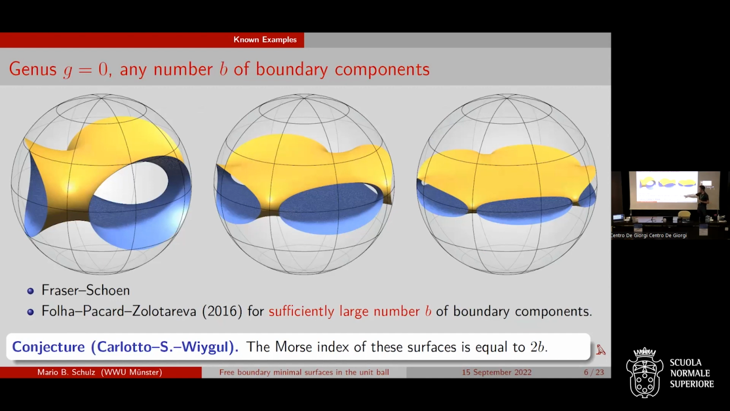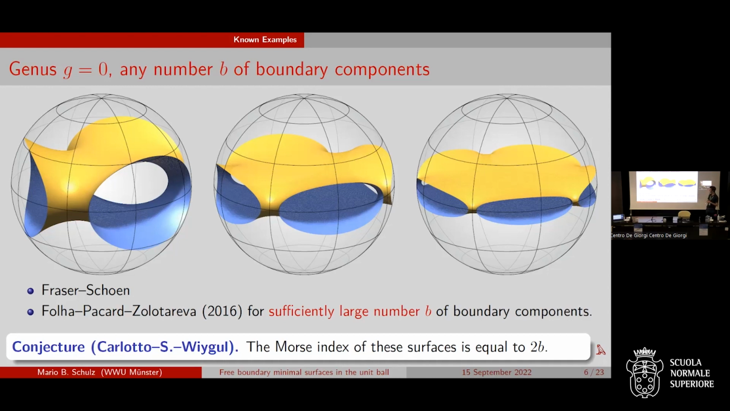So let me maybe mention this construction of Folha, Pacard, and Zolotareva only works if the number of boundary components is large enough. Because what they did is they took 2 flat disks, which are close together, including little half catenoids. And if you take many of these, you can have a configuration which is very close to 2 disks, and this can be somehow deformed a little bit to an exact solution. That's exactly what their construction is doing. But it only works for a large number of boundary components, right? That's not how you would get examples with 3, 4, or 5 boundary components. You would need a large number.